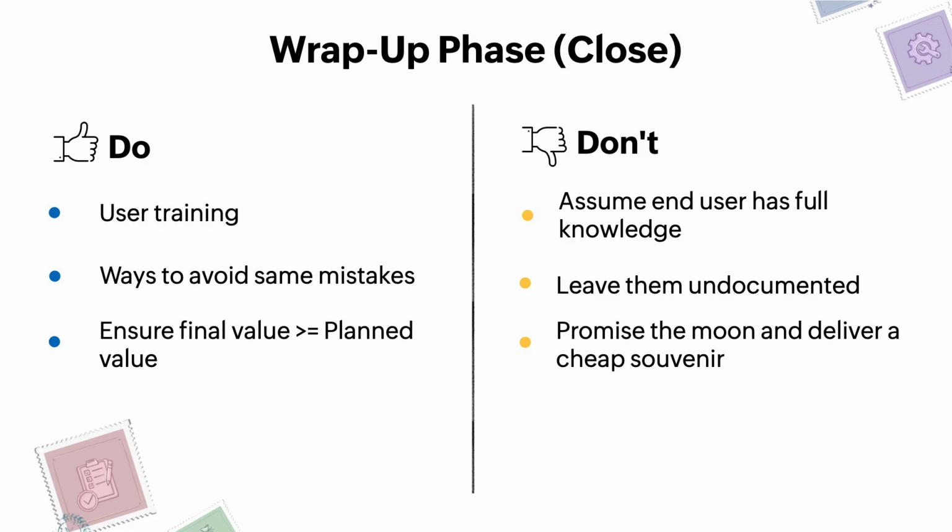The final big do of the wrap-up phase is we always need to ensure that our final value that we present, either to our team or to a client, is more than the planned value. And this is why in the scoping portion of this presentation, I said, or maybe I have not said it this time, that we want to get the smallest version of the project and see what success looks like with the smallest version. Because if we promise the moon to our clients and we just end up giving them a souvenir toy, they're gonna be mad.